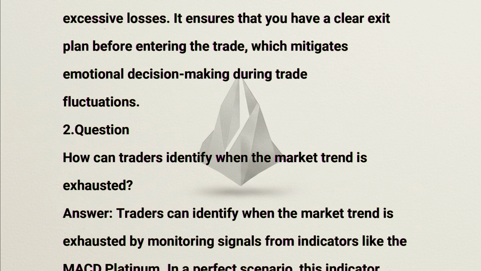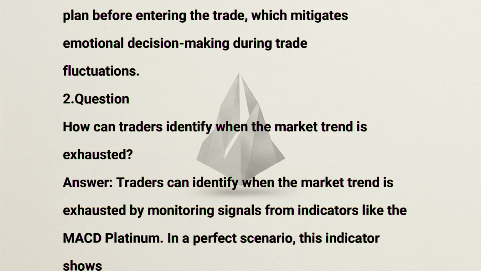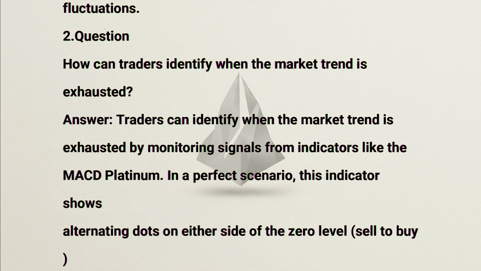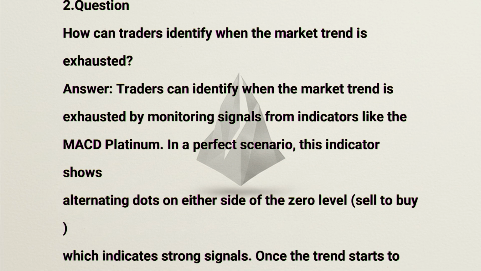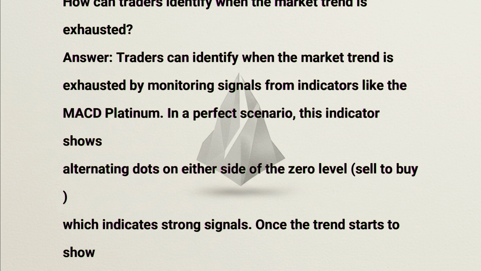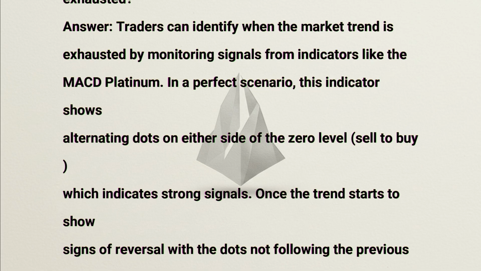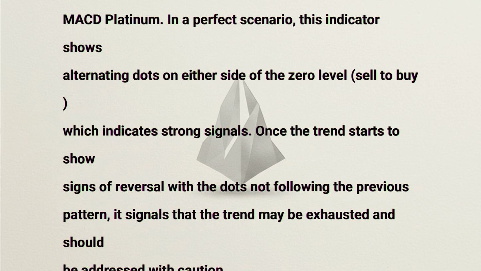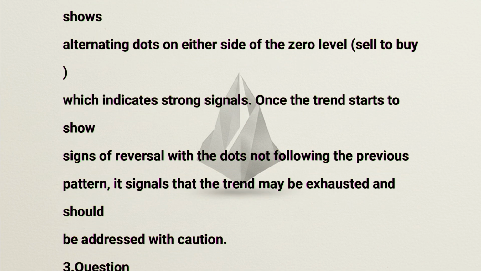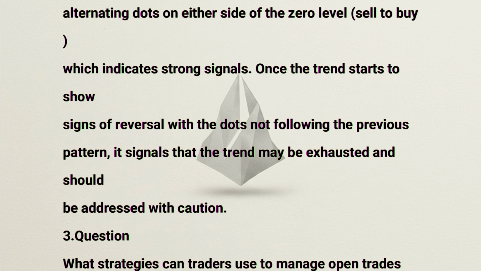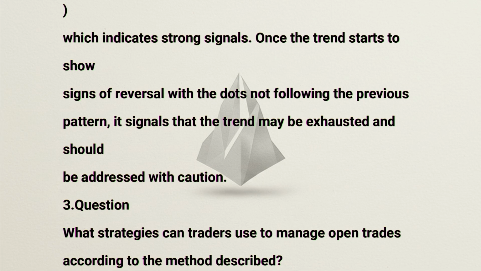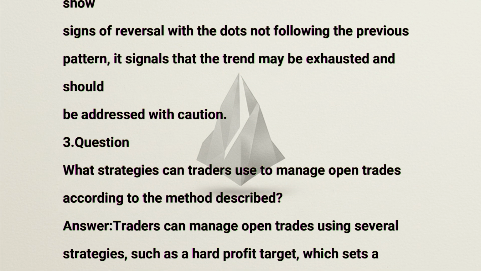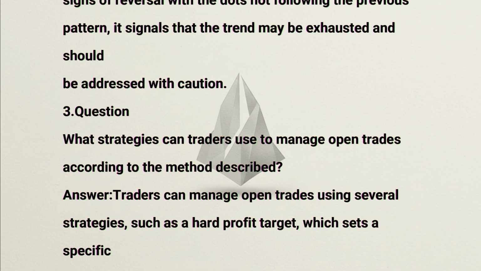2. Question. How can traders identify when the market trend is exhausted? Answer. Traders can identify when the market trend is exhausted by monitoring signals from indicators like the MACD Platinum. In a perfect scenario, this indicator shows alternating dots on either side of the zero level, sell to buy, which indicates strong signals. Once the trend starts to show signs of reversal with the dots not following the previous pattern, it signals that the trend may be exhausted and should be addressed with caution.